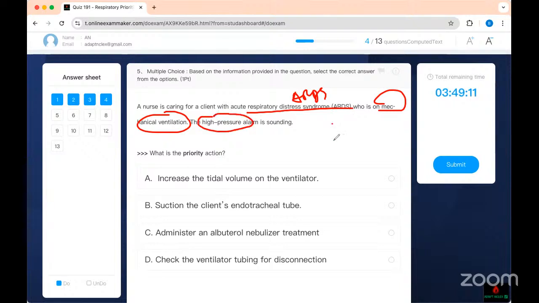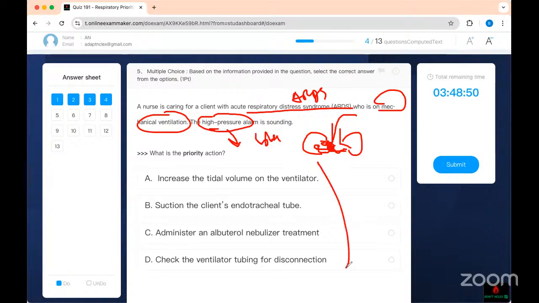I know ARDS is basically you have a stiff lung and you make secretions, and so the lung cannot expand. And so these can block the tube, and so that will put pressure. When you have high pressure alarm, the key word is blockage. So which of these is blockage? Increased tidal volume is going to worsen the condition. It has nothing to do with high pressure alarm.